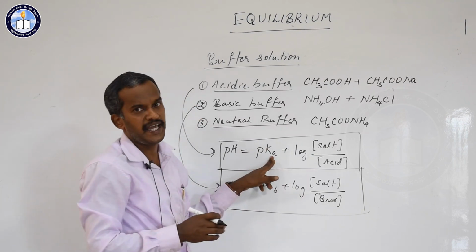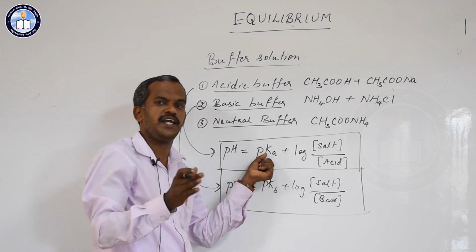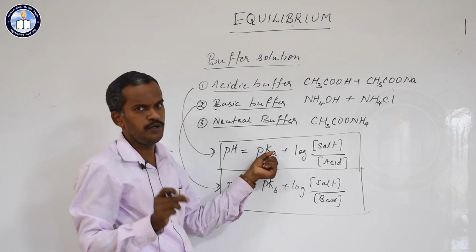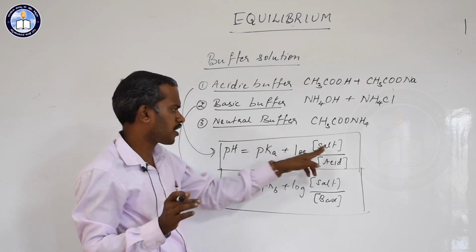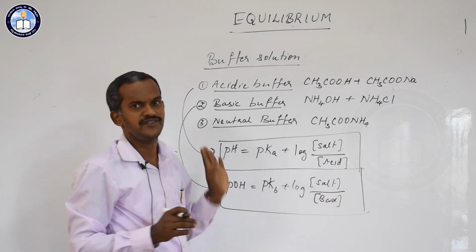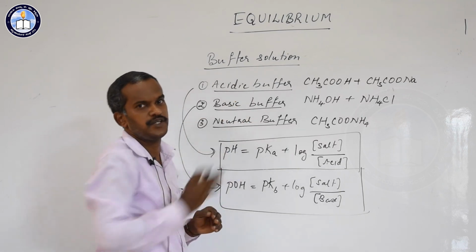If the pKa is not given, Ka will be given. You have to know the formula to convert Ka into pKa, that is, the negative logarithm to the base 10 of Ka gives you pKa. The concentrations of salt and acid will be given directly, then you can substitute and simplify to get the answer. So that is easy about the buffer solution.